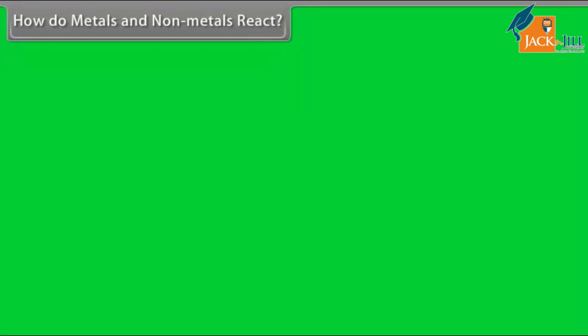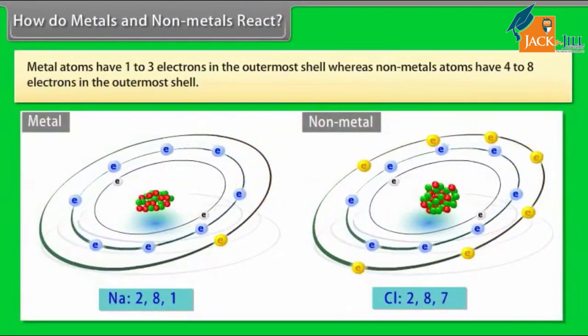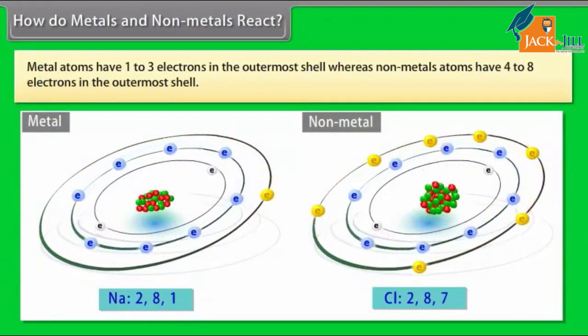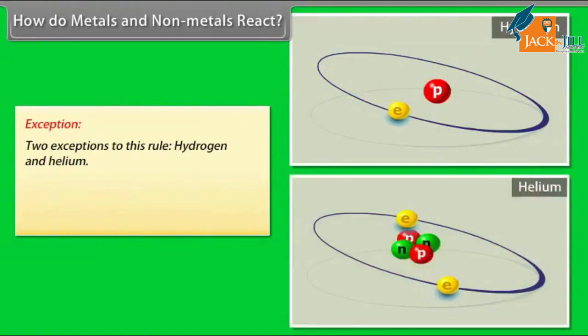How do metals and non-metals react? Metal atoms have 1 to 3 electrons in the outermost shell, whereas non-metal atoms have 4 to 8 electrons in the outermost shell. Exception. 2 exceptions to this rule: hydrogen and helium.